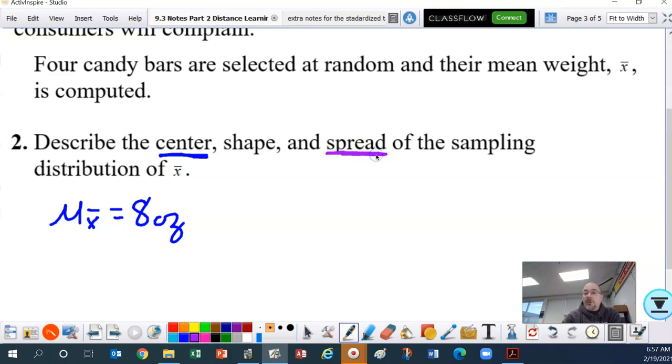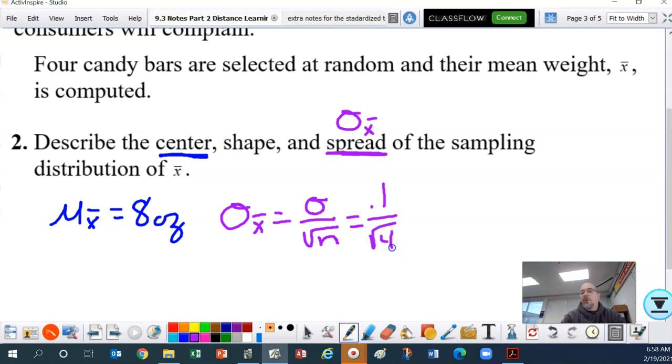The spread, which is the standard deviation, ladies and gentlemen. So the spread in this problem is going to be the 0.1 divided by the square root of 4. Actually, let me back that up and put the general first. It's the standard deviation divided by the square root of the sample size. So that's 0.1 divided by the square root of 4, which is 0.1 divided by 2. Let me double check this. 0.1 divided by 2 is 0.05. So that's the spread, ladies and gentlemen.